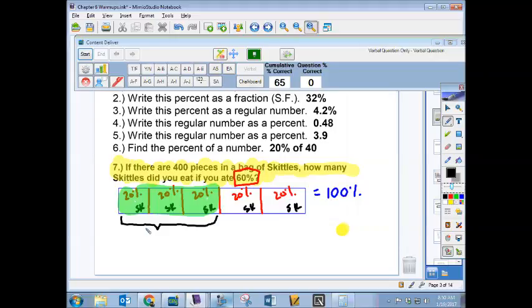If there are 400 pieces in a bag of Skittles, how many Skittles did you eat if you ate 60%? So what is 60% representing here? I like to do labels first because that helps us understand it. Morgan? This is how many that I've eaten. Okay? I can't answer any questions right now. You're going to have to figure it out. Whereas this, what is this then? What is this 40%? If this is the amount that I've eaten, what is this 40%? Jaden? This is how much I have left over.